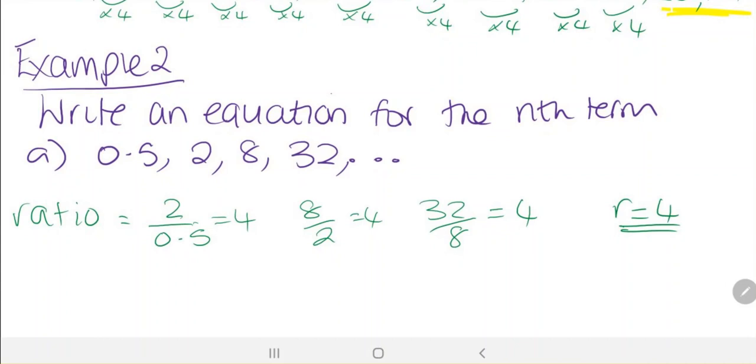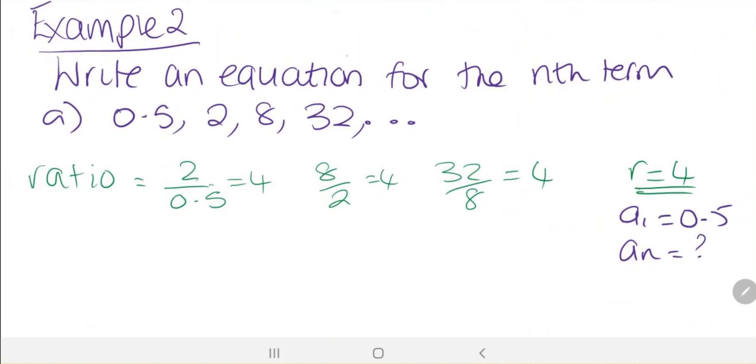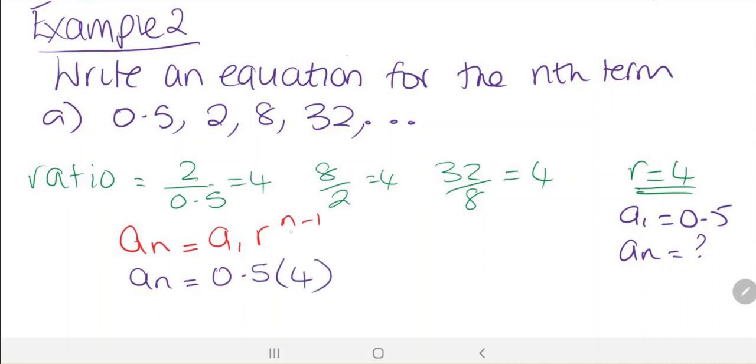And the next thing we need to do, so a1 is 0.5, and we need an. We don't know that yet because the sequence continues. So we're going to use the formula an is a1 multiplied by the ratio to the power of n minus 1 and substitute in the values. So an, a1 is 0.5, the ratio is 4, and it's going to be n minus 1. So this is our final formula.